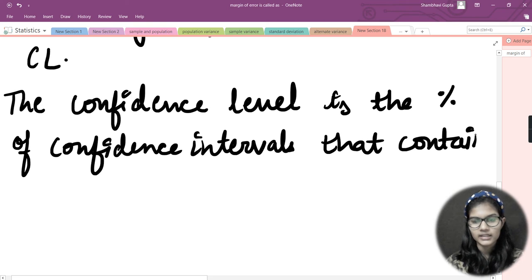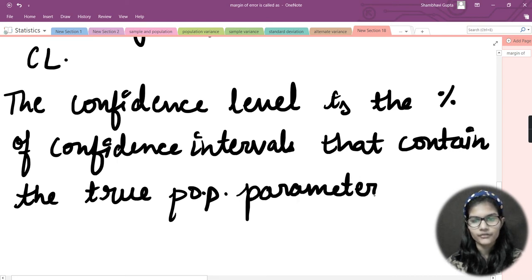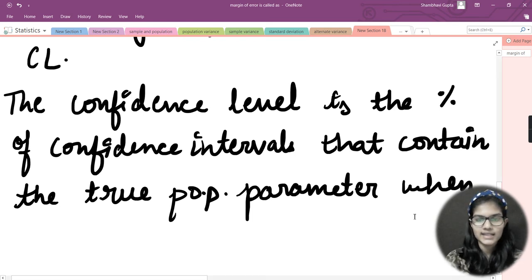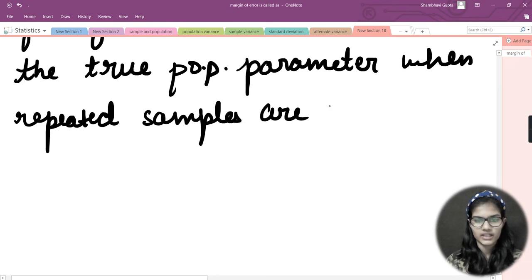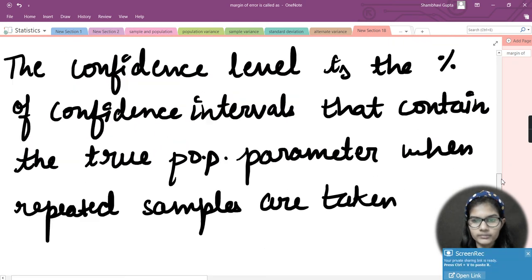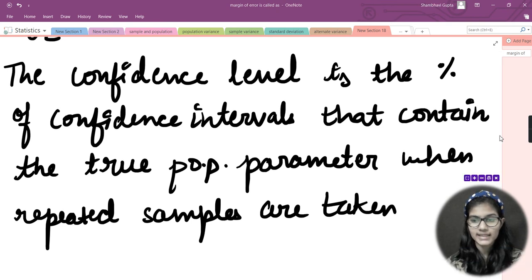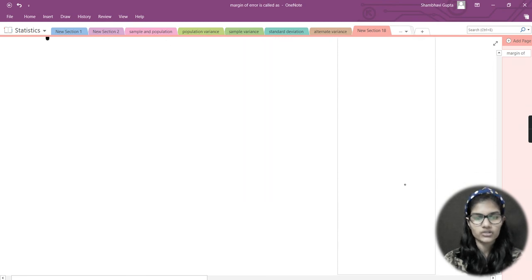that contain the true population parameter when repeated samples are taken. So this is what a confidence level is called. Confidence level is the percent of confidence intervals that contain the true population parameter when repeated samples are taken. I hope you now have the idea of what the confidence level is.